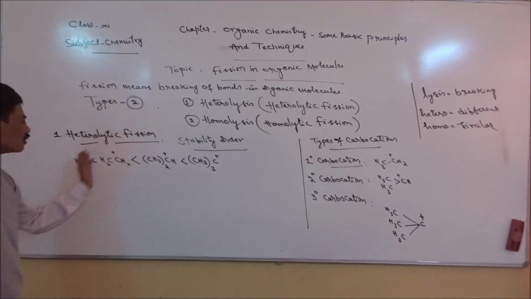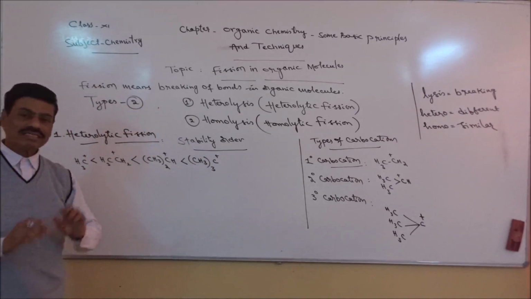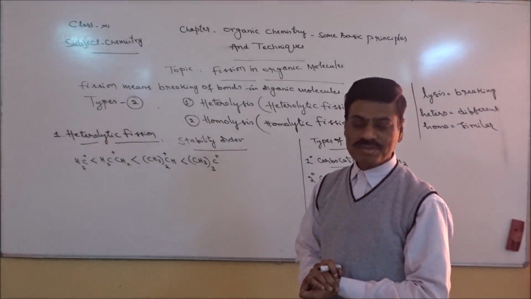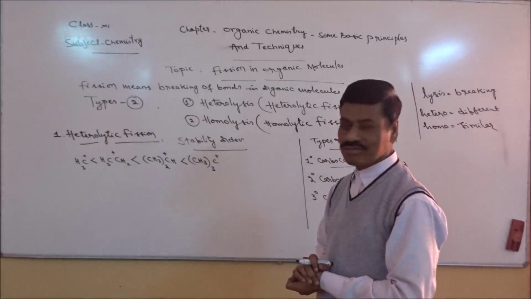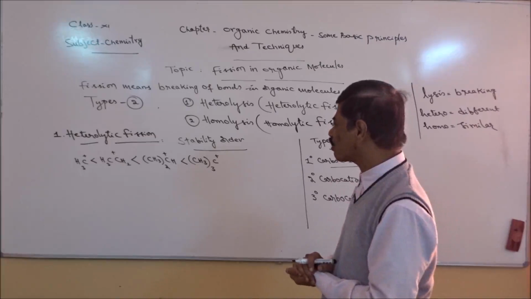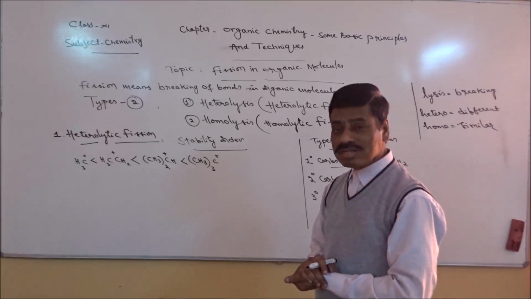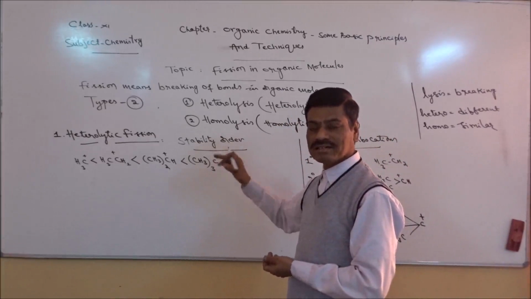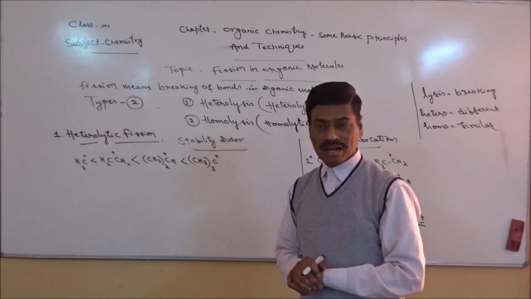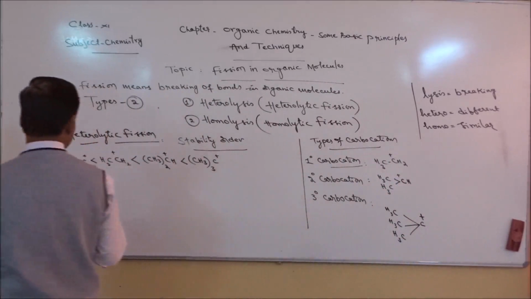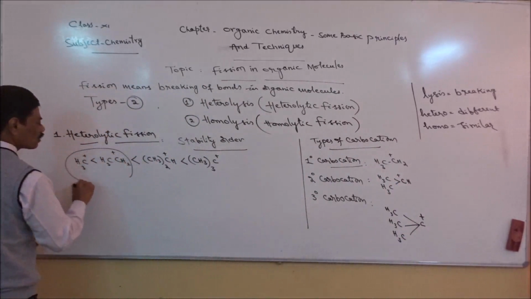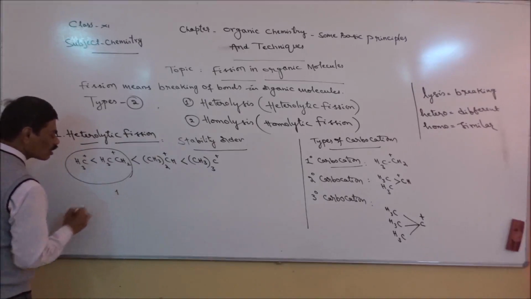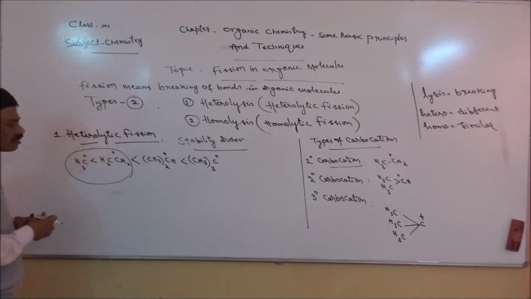These groups may be given in a jumbled way, and you may be asked to put them in the correct order. 4 options will be there. Out of those 4, 1 option will be correct. Means in the form of an MCQ this can be asked. The most stable carbocation is tertiary carbocation. The least stable carbocation is primary. These 2 are primary carbocations. Right? These are examples of primary carbocations.